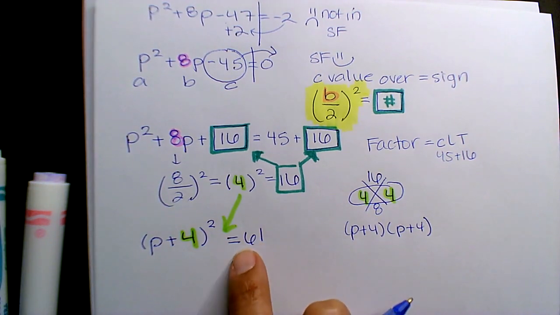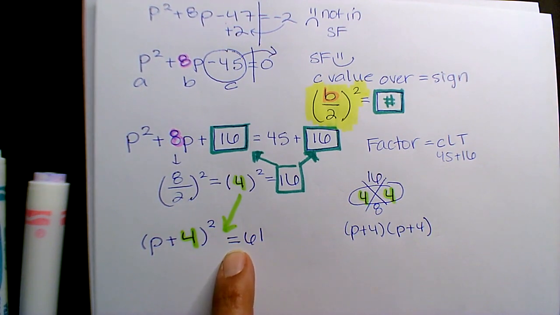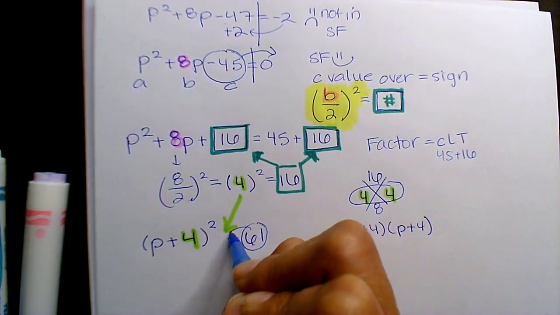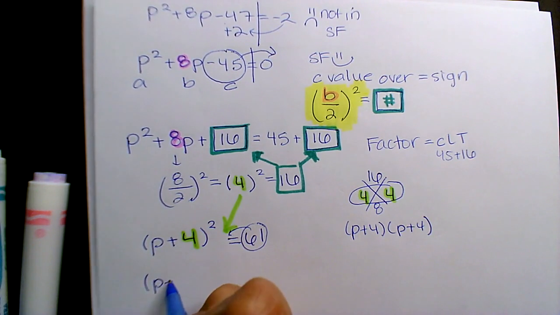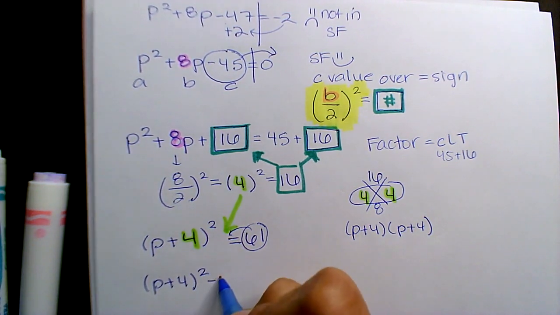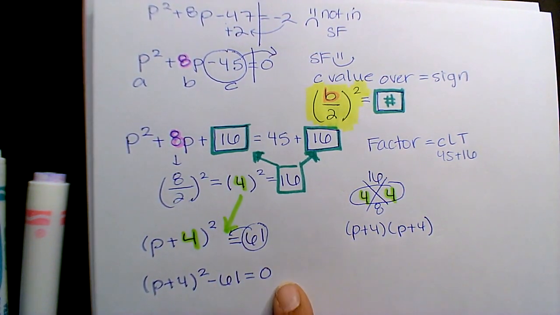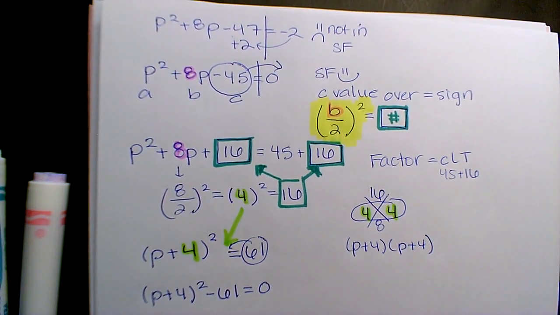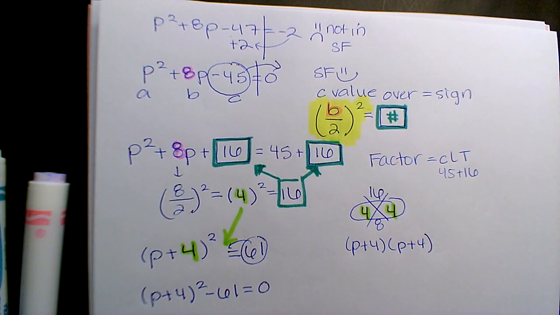Okay, we can leave it like this because eventually we end up solving quadratics, so this would be it. But if we were actually going to rewrite from standard form to vertex form, you would then take this 61 back over and you get p plus 4 squared minus 61, and you would end up writing it that way. We're not going to solve it all the way through.